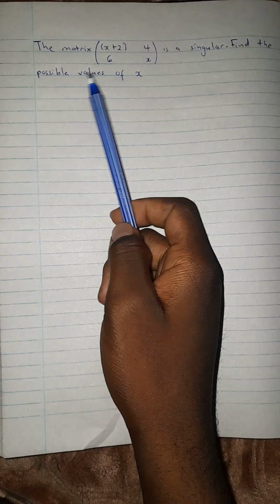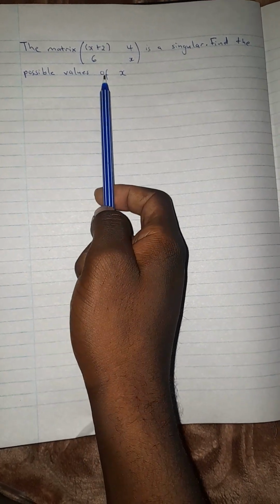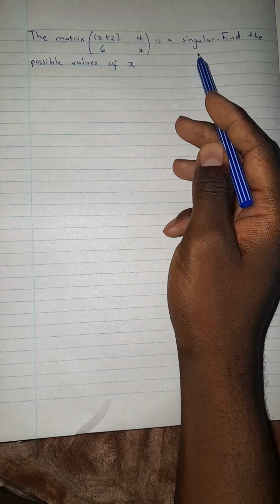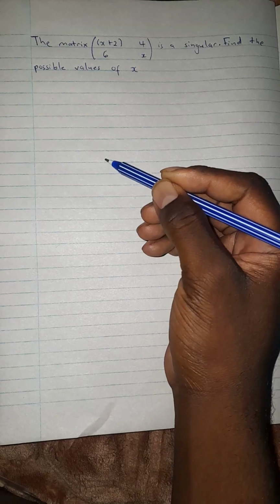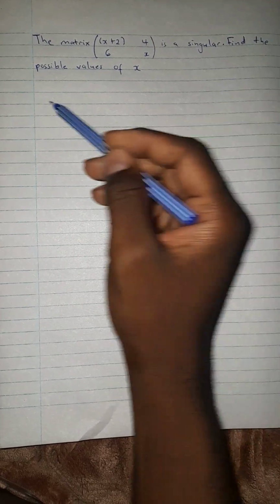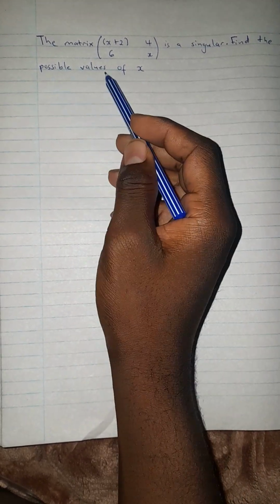Okay, hello. Here is the question for matrix. It is written here: the whole matrix is singular. Find the possible values of x. So what you have to know is that this matrix is singular. A singular matrix has a determinant of zero.